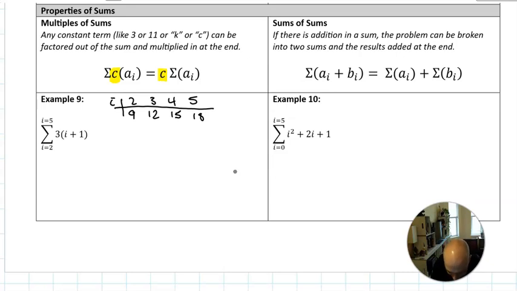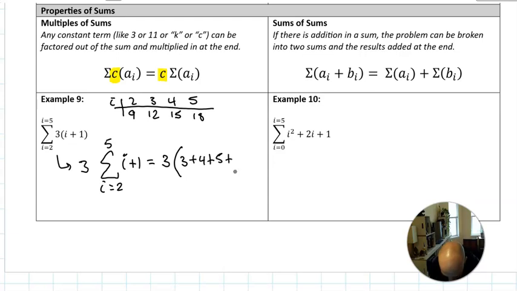But if we use this property, we could also break this out and say that this is going to equal 3 times the sum from I equals 2 to 5. Sometimes if the index is the same, you don't write I equals on top of I plus 1. So then this is just 3 times, and this is the sum we did up at the top. So we know what it's going to be. It's going to be 3 plus 4 plus 5 plus 6, which is just 3 times the number we found at the top. I think it was 18. Oh, it's just 3 times 18, which we all know is the same as 6 times 9, 54.